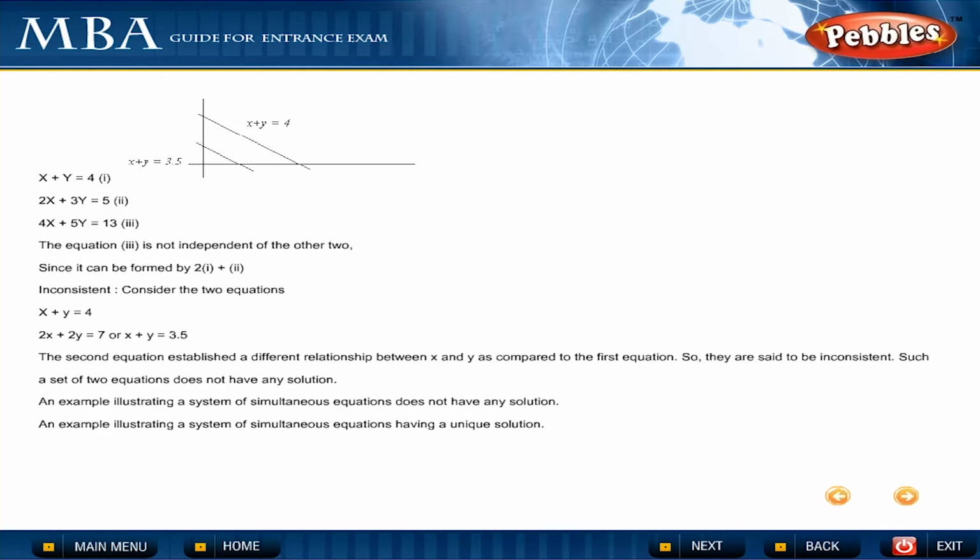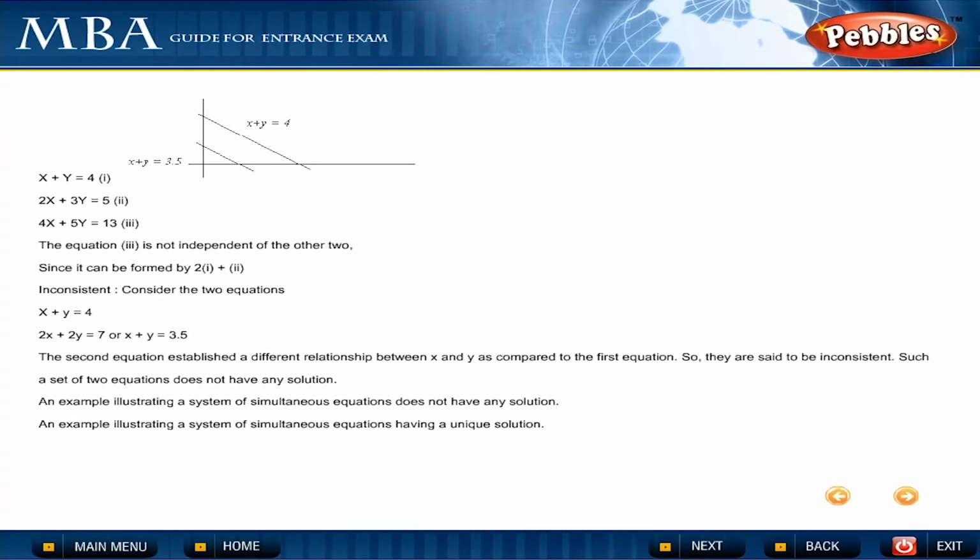x plus y is equal to 4, 2x plus 3y is equal to 5, 4x plus 5y is equal to 13. The third equation is not independent of the other two, since it can be formed by 2 times the first plus the second.